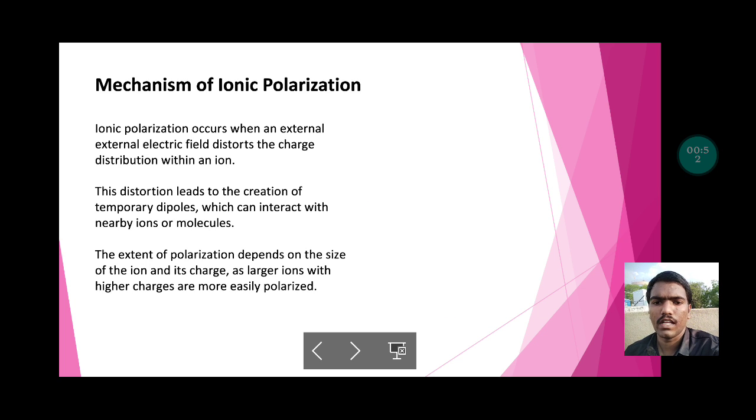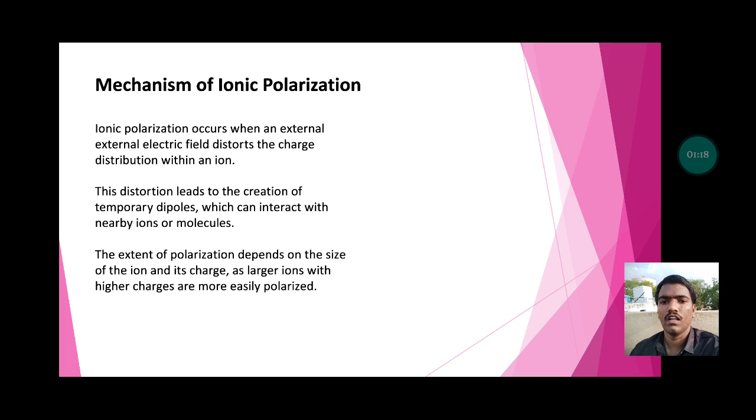Mechanism of ionic polarization. Ionic polarization occurs when an external electrical field distorts the charge distribution within an ion. This distortion leads to the creation of temporary dipoles which can interact with nearby ions or molecules. The extent of polarization depends on the size of the ion and its charge, as larger ions with higher charges are more easily polarized.